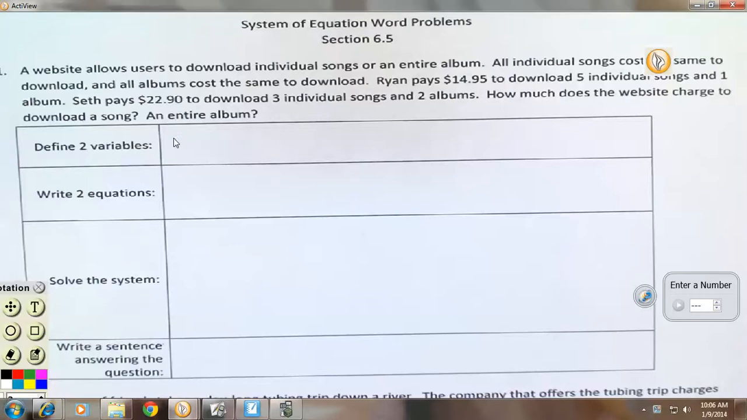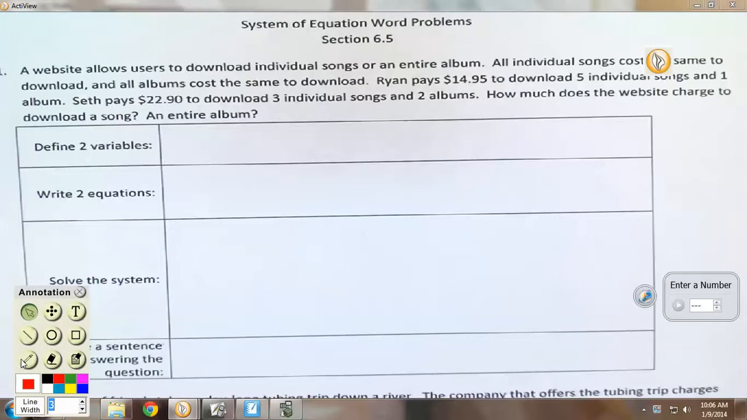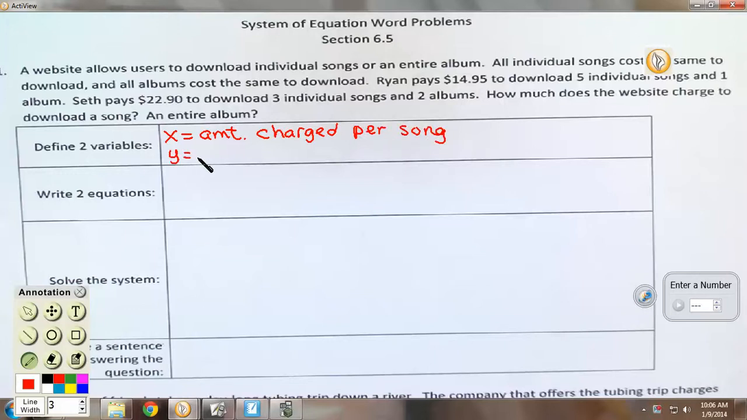So we would have two variables in this situation. We're going to let x be the amount charged per song. And y, our other unknown, is going to be the amount charged per album.